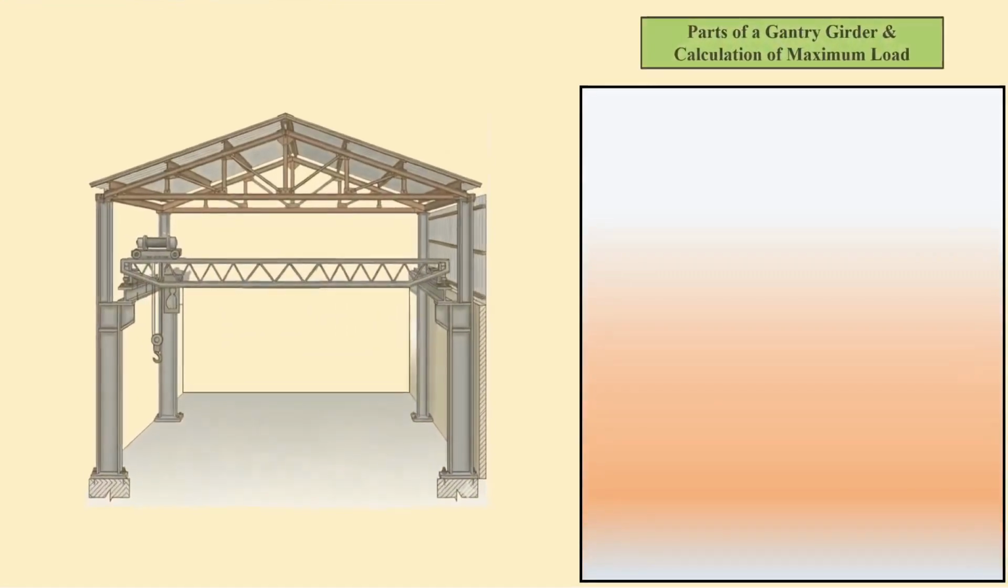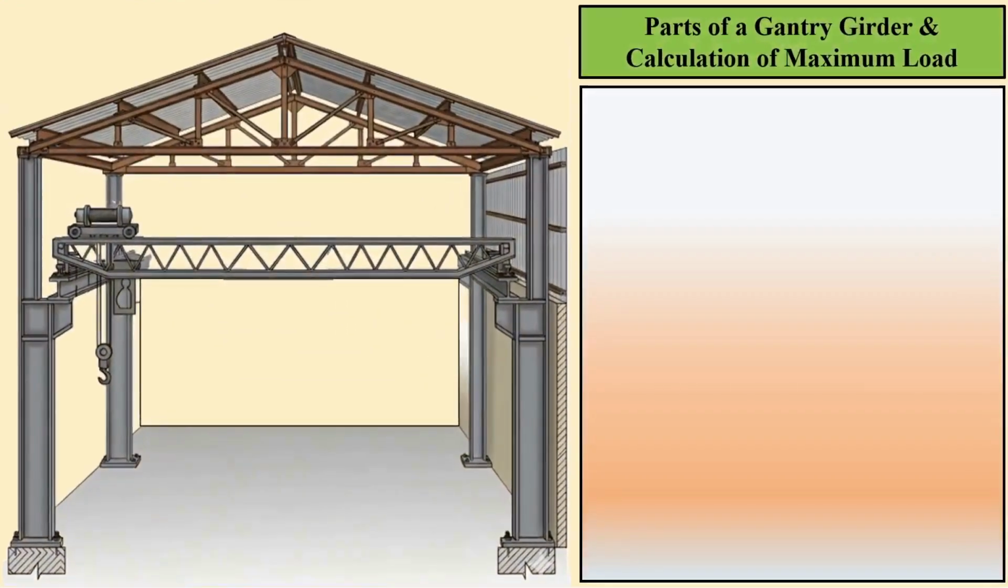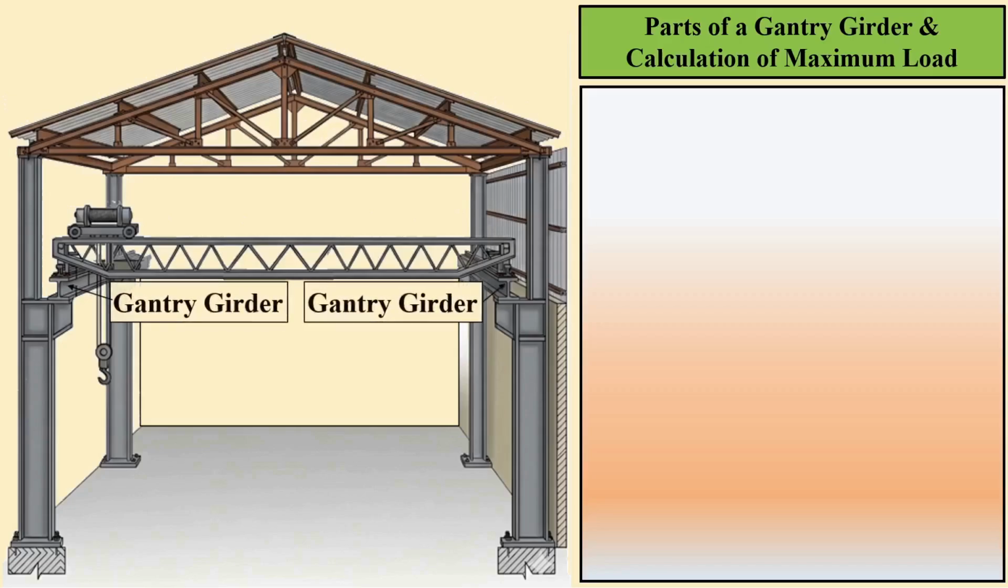In this slide, we are going to look at the various parts of a gantry girder and how to calculate the maximum load acting upon it. First, look at this simplified 3D arrangement. You can see two parallel beams with compound I sections resting over the column brackets. These are our crane gantry girders. These are the specific members we are going to design.